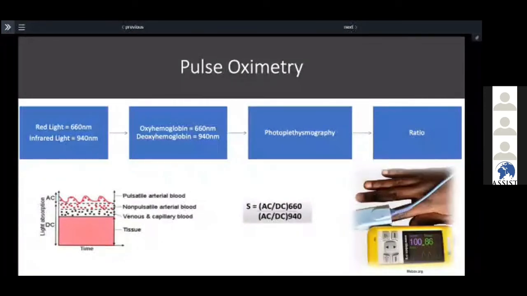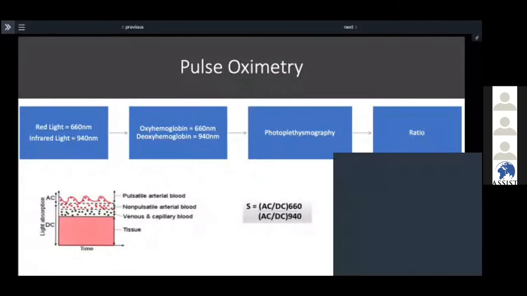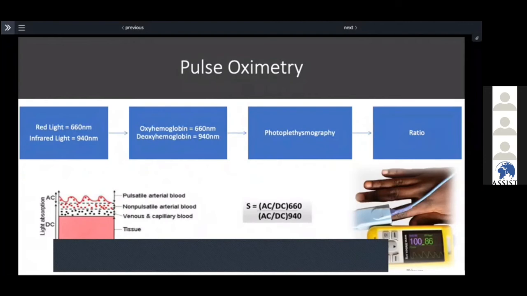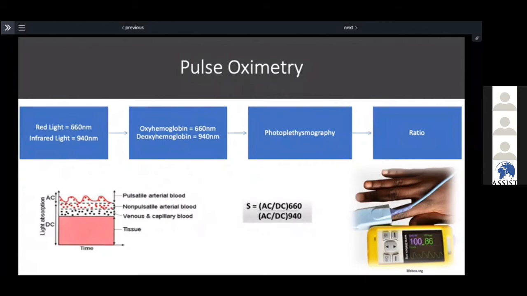Pulsatile flow generates an alternating current designated AC. Non-pulsatile flow in the tissues is canceled out. Non-pulsatile sources include venous blood and tissues. The pulse oximeter then calculates a ratio of oxyhemoglobin to deoxyhemoglobin in arterial blood only. This ratio is then displayed as a percentage on the pulse oximeter screen.